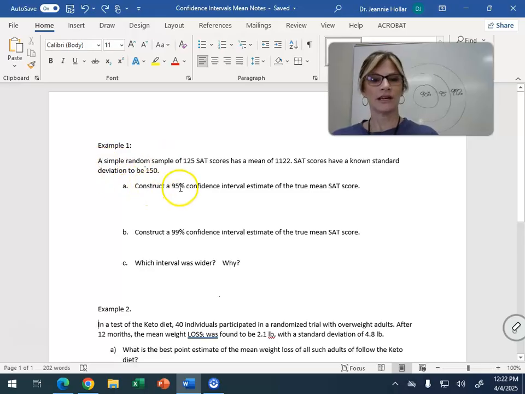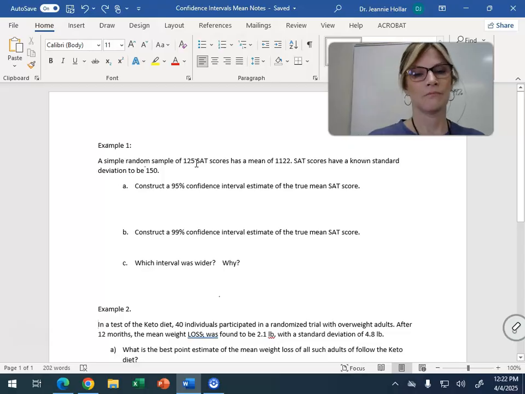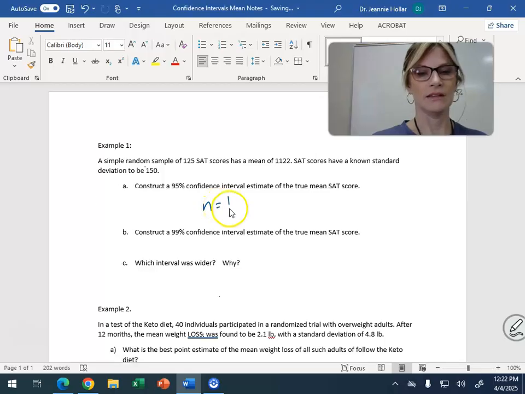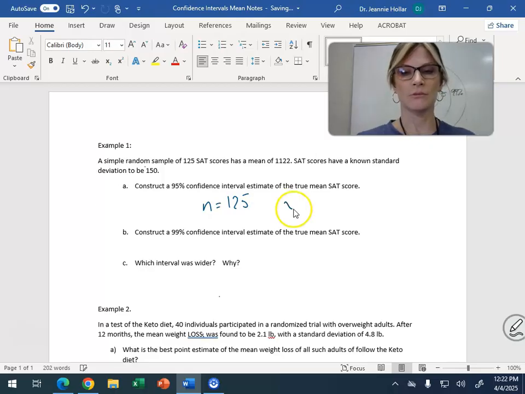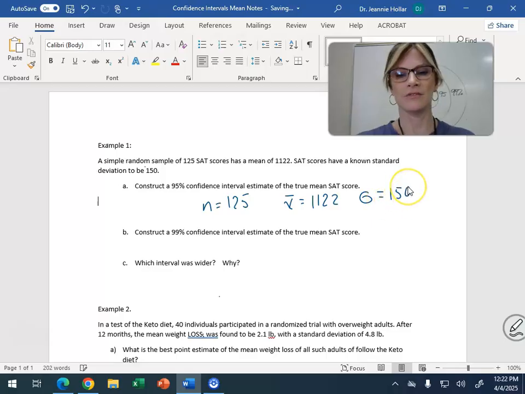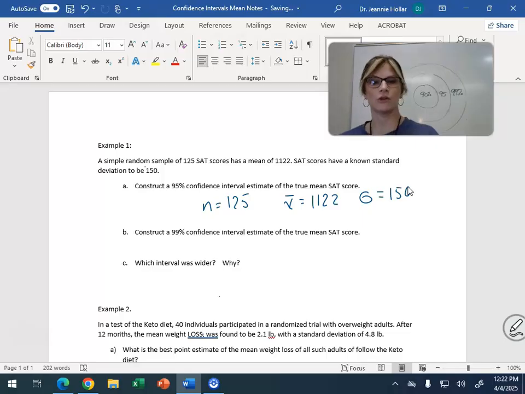So construct a 95% confidence interval for the true mean SAT score if we have 125 SAT scores. That would be N. So N is 125. The mean is 1122. And our known standard deviation is 150. So that is like sigma is known to be 150. And now we're going to do this confidence interval estimate of our mean SAT score.